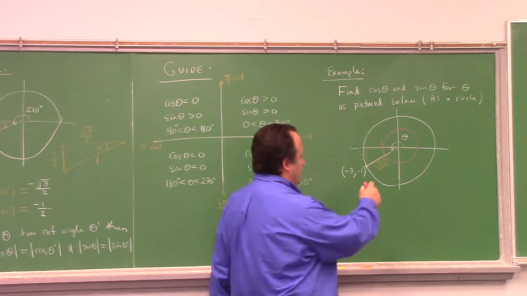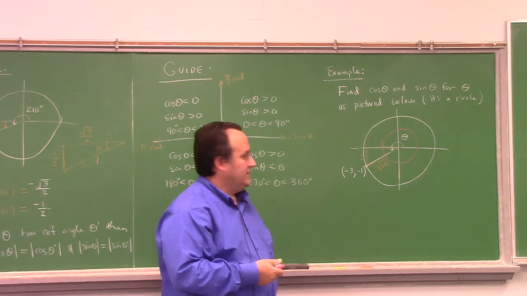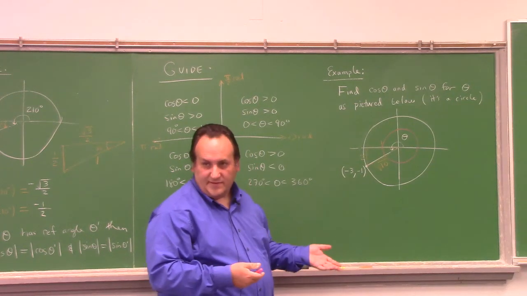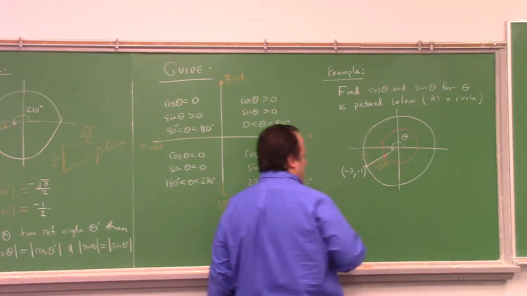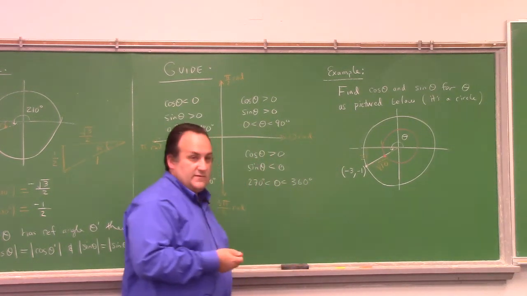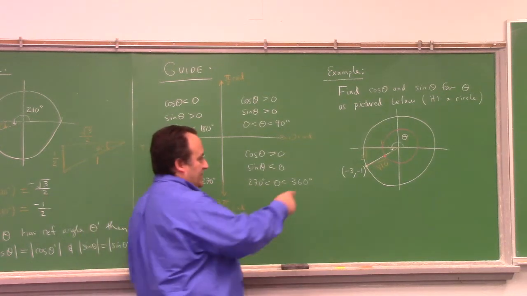Square root of 10 is about 3.3 something or other. Not quite to scale, but the unit circle's in there somewhere, right? And wherever this point of intersection is, that tells me what cosine of theta is, right? So how do I figure out what that point is?